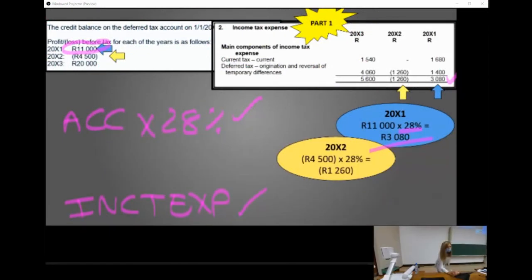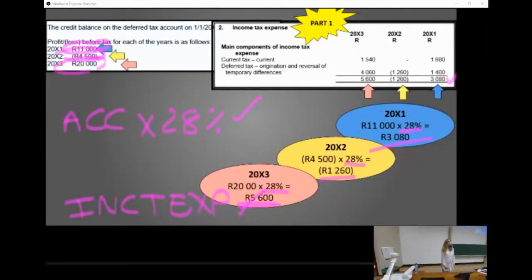If we take our 1260 tax income and we compare that to our accounting loss of 4,500 times 28%, we get to the 1260. And the same for year three. If we take our 20,000, we multiply by 28%, we get to the 5,600. So can you see that for all three of these years, these two amounts are the same? Why are they the same? Why do I not have to do a reconciliation in this instance? What do I not have?